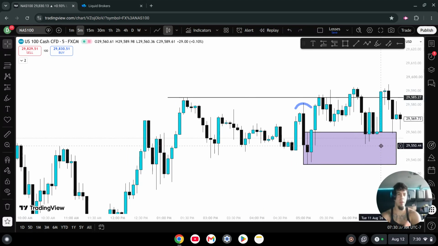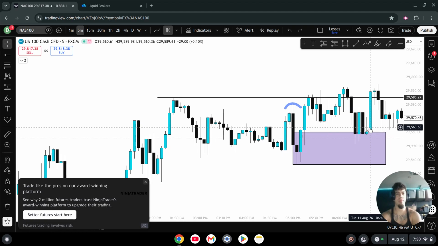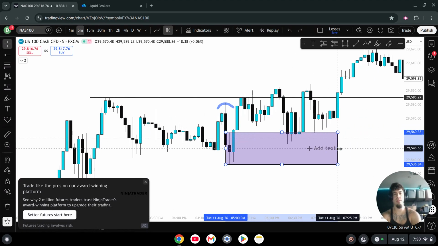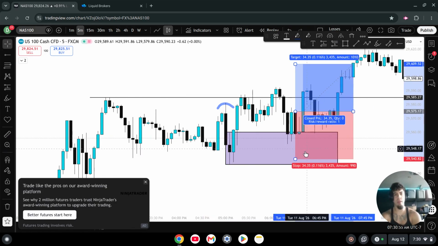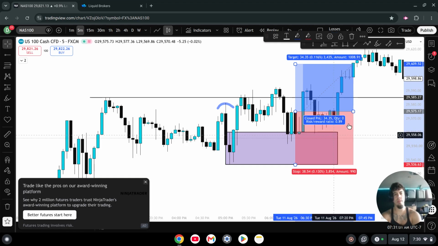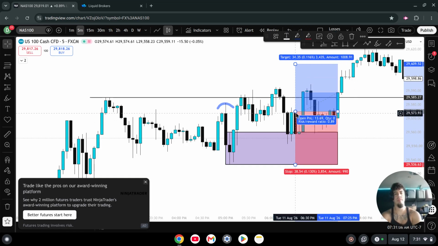So the zone held up as support. Broke structure, zone tap, break of the candle. Very simple. Break of the candle would have been right up in here. So usually we keep our stop loss down here, below the zone. We'll go over why we keep our stop loss here.